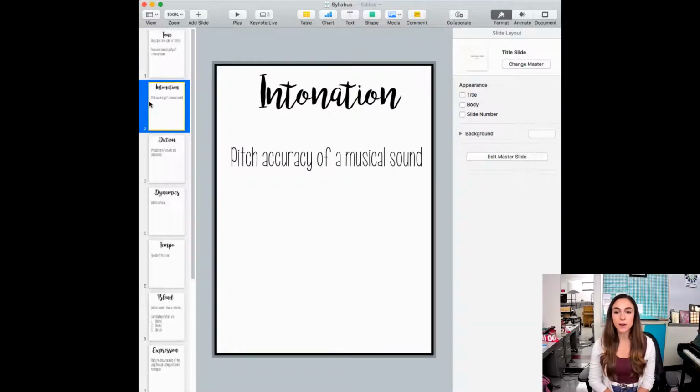Next, let's talk about intonation. Intonation is the pitch accuracy of a sound. So you might hear someone sing and they might be a little bit on the higher side of the pitch, and you would say, ooh, they have poor intonation. Intonation is the ability to sing in tune. And sometimes we would say they have poor intonation. They're singing sharp, or they're accidentally singing flat, which would mean that they're a little bit below the proper sound that that pitch is supposed to make.